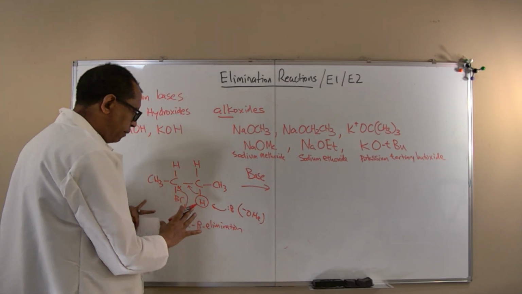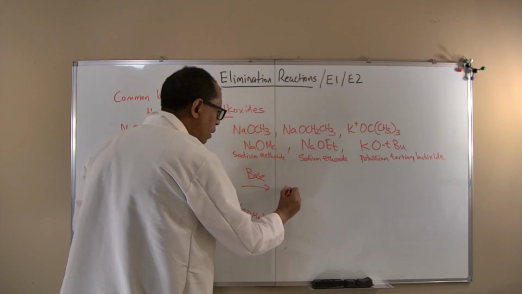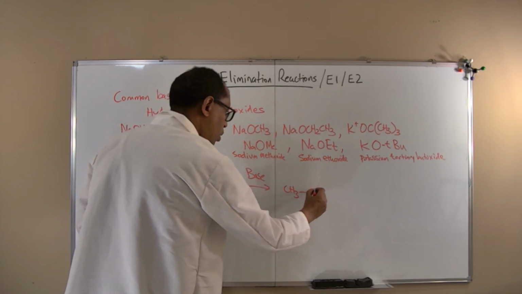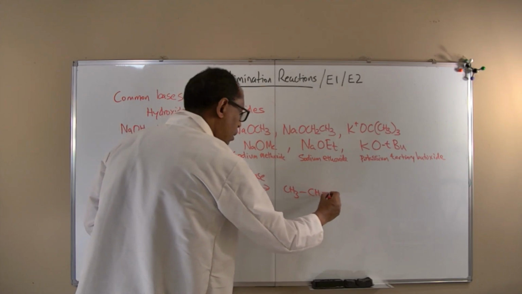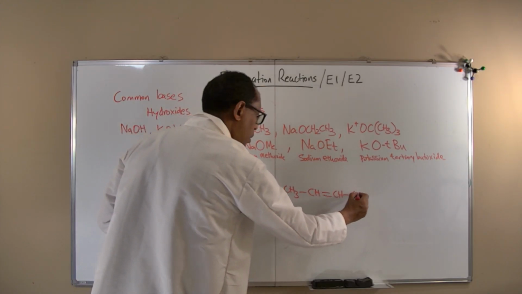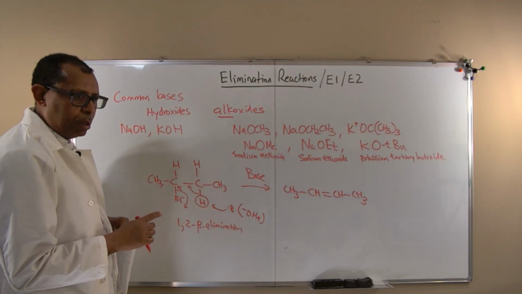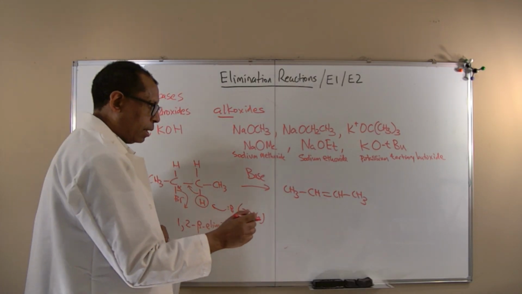So the product from this mechanism is CH3, CH double bond, CH3. So the alkene is on carbon number 2, plus another one.